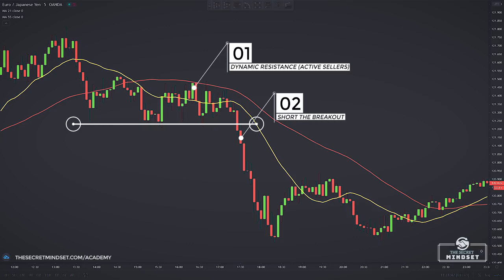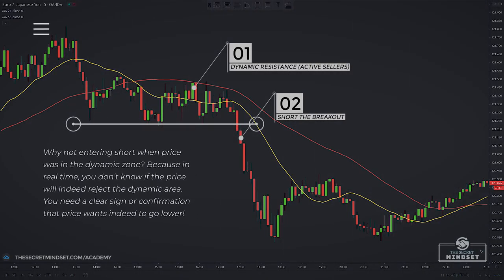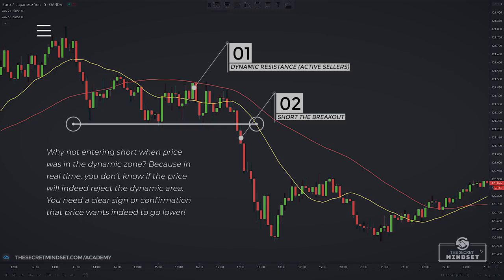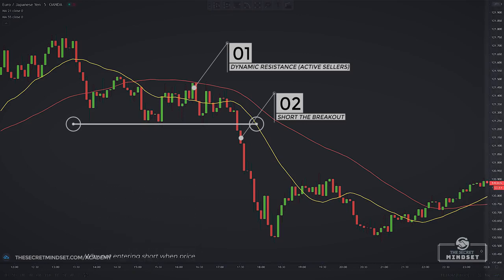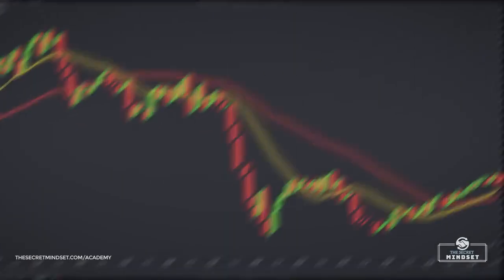You might ask, why do we have to wait for a breakout? Why not enter short when the price was in the contraction zone? Well, because in real time, we don't know if the price will indeed reject the dynamic area. It might push through the zone and go the other way. We need a clear sign or confirmation that price indeed wants to go lower. So don't try to gamble and enter earlier without breakout confirmation, because that's not the point of this strategy.